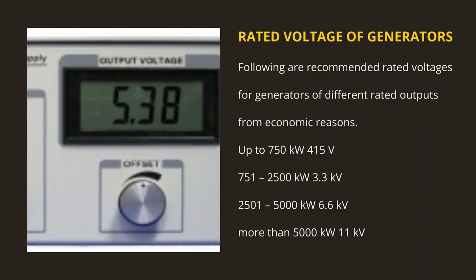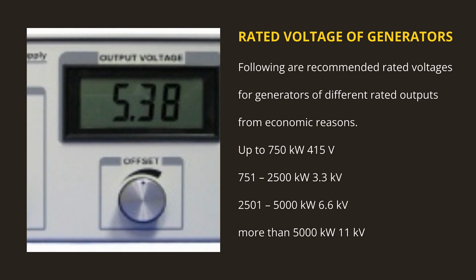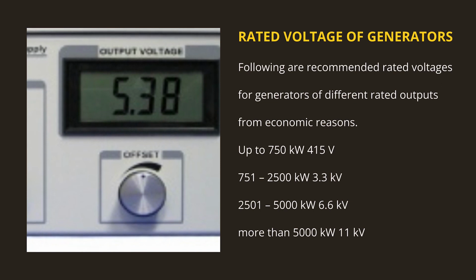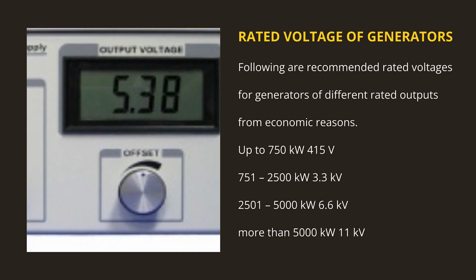Then some recommendations I have given for rated generator voltage for different outputs, for economic reasons. Up to 750 kilowatt we can go for 415 volt. In between 751 to 2000 kilowatt we go for 3.3 kilovolt. 2500 to 5000 kilowatt we go for 6.6 kilovolt, and then more than 5000 we go for 11 kilovolt.